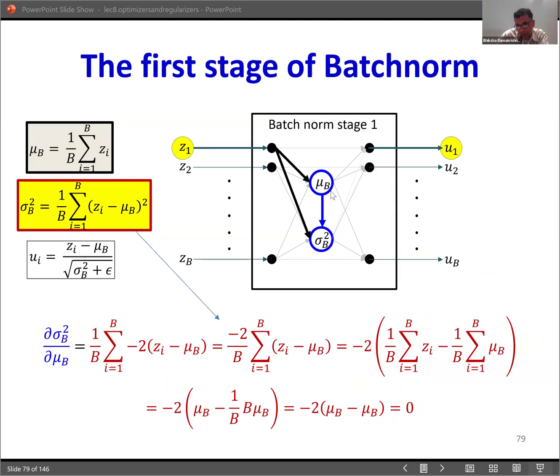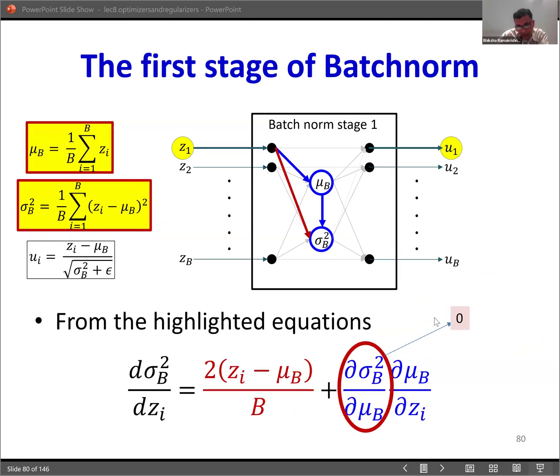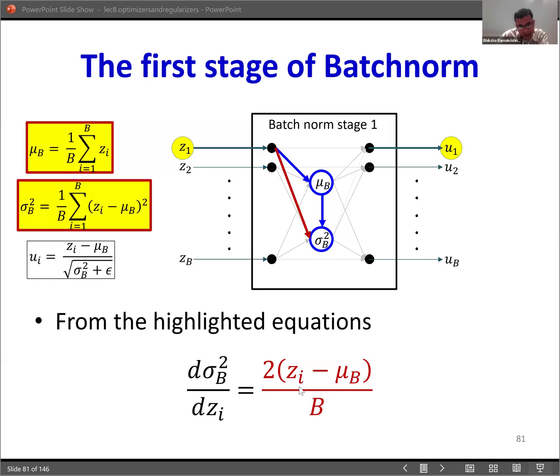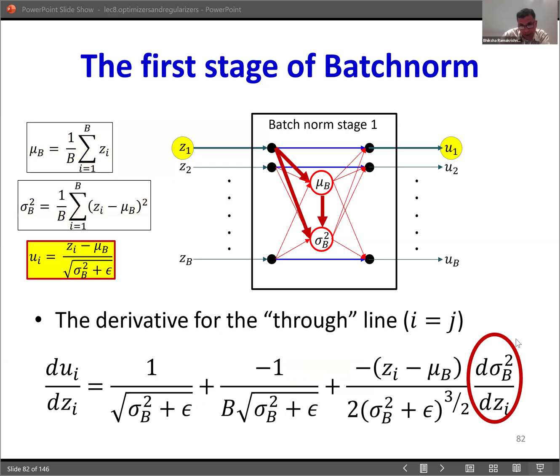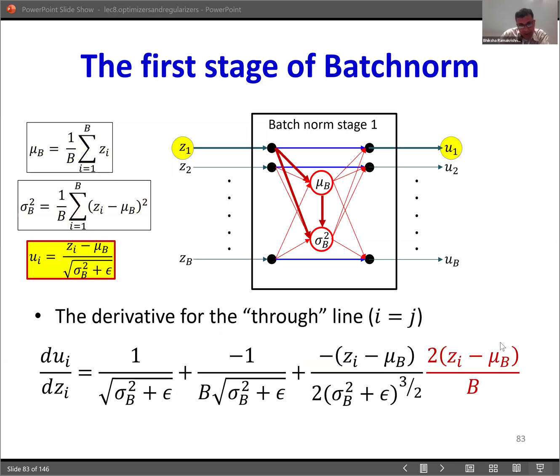Derivative of sigma squared over mu becomes 0, right? I can get rid of this, it is 0, I can get rid of this whole guy. And so the derivative of sigma squared with respect to z is just this term. So I can just replace that with the formula. And here's the crazy formula that you have for the derivative of u with respect to z.